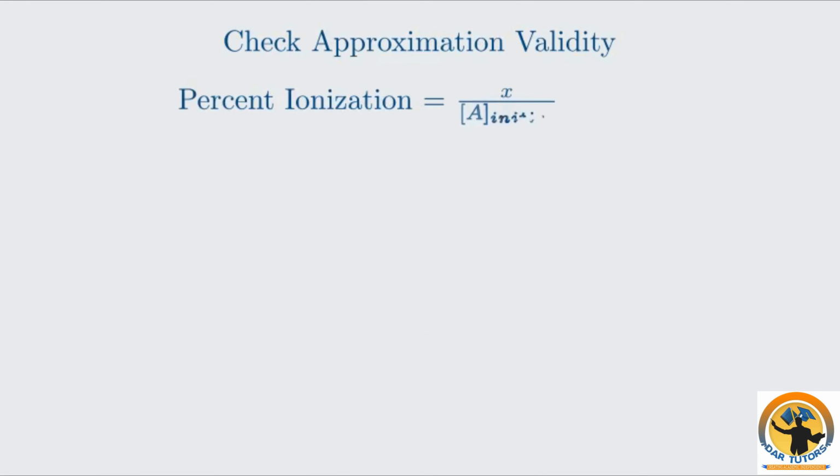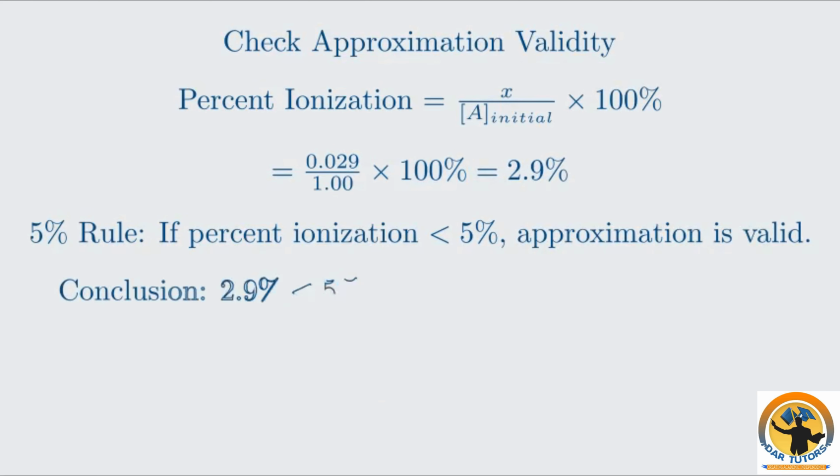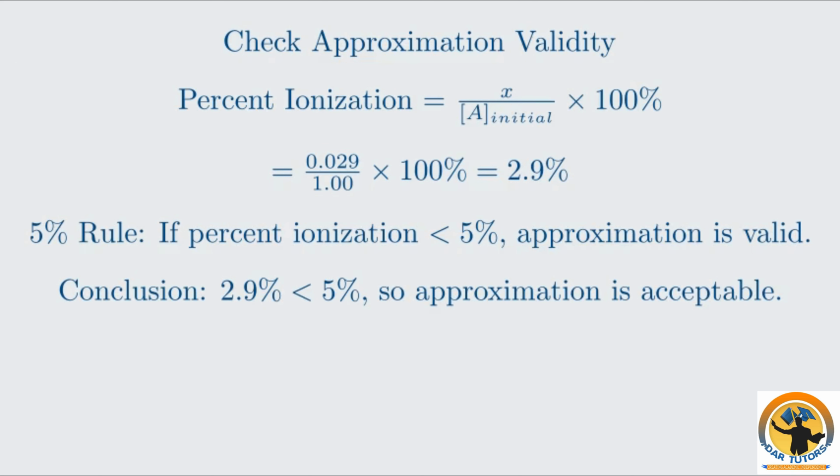To check if our approximation was valid, we can calculate the percent ionization. 0.029 divided by the initial concentration of 1.0 times 100% is 2.9%. The 5% rule of thumb is often used, meaning if the change x is less than 5% of the initial concentration, the approximation is valid. In this case, 2.9% is less than 5%, so our approximation is acceptable.